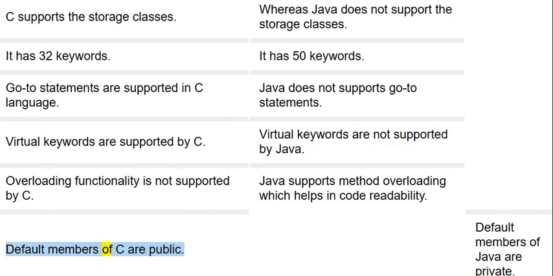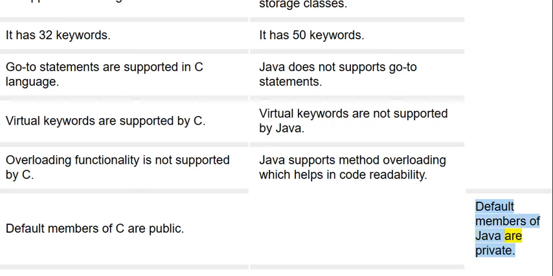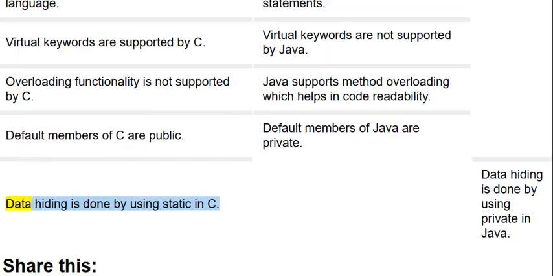Default members of C are public. Default members of Java are private. Data hiding is done by using static in C. Data hiding is done by using private in Java.